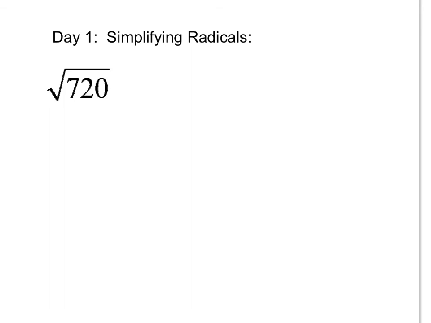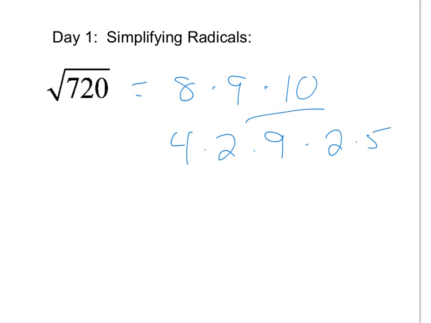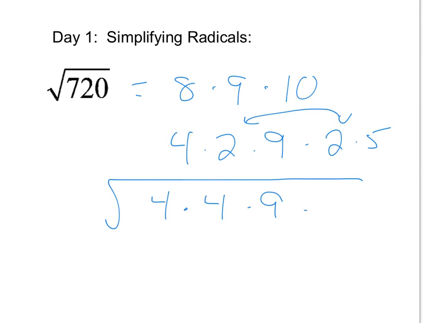Root 720. Okay, what goes into 720? Well, I'm just going to break this down in my head here. 8 times 9 times 10 would be 720, because 8 times 9 is 72. I'm now going to break up 8 as 4 times 2. 9 I'm just going to leave alone. And 10, of course, is 2 times 5. Well, 2 times 2 is 4. So I'm going to think about this radical 720 as radical 4 times 9 times 5.